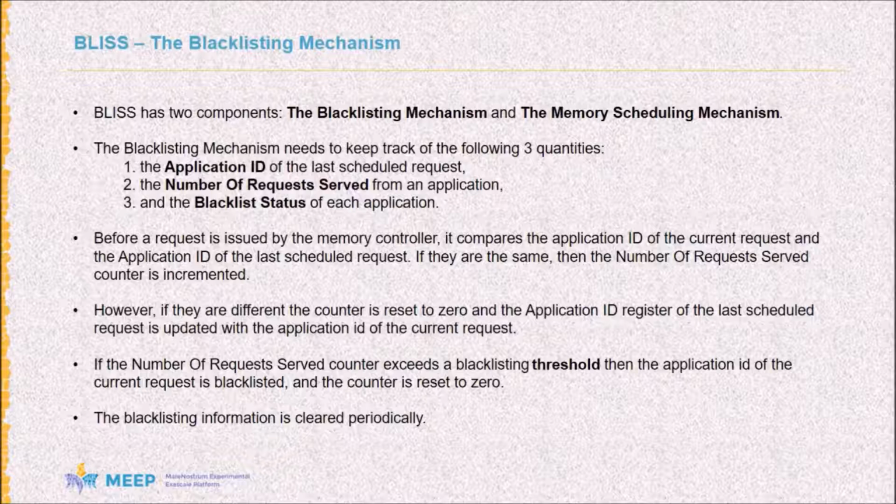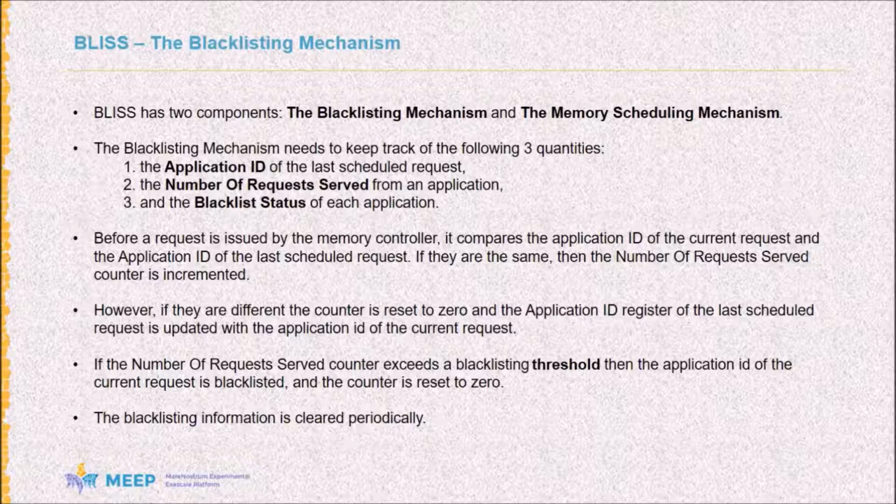The blacklisting mechanism needs to keep track of the following 3 quantities: the application ID of the last scheduled request, the number of requests served from an application, and the blacklist status of each application. Before a request is issued by the memory controller, it compares the application ID of the current request and the application ID of the last scheduled request.